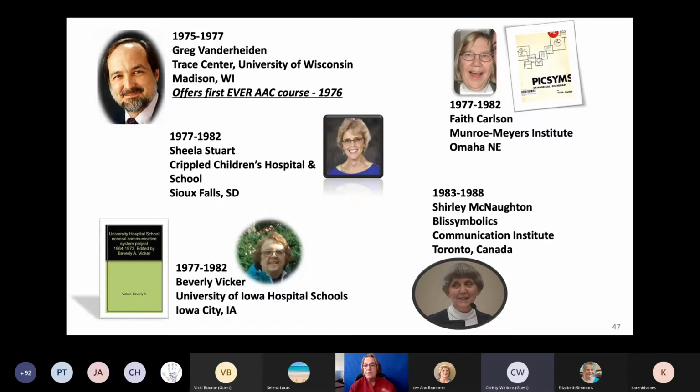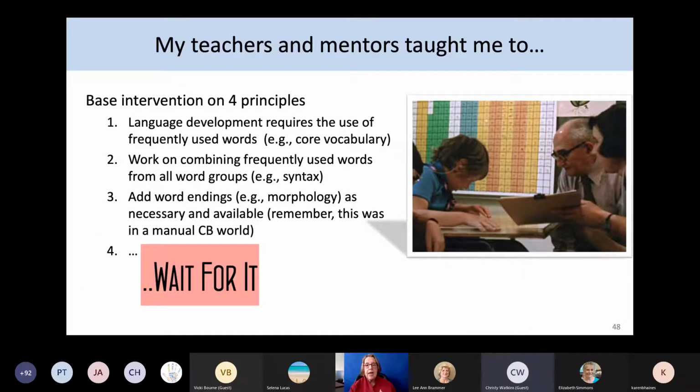And finally, a fifth mentor was Shirley McNaughton up in Toronto. I became familiar with using and started using more and more Bliss symbolics. And it was Shirley that helped me really systematically implement more strategies, which we were calling, again, vocabulary extension strategies. And all of my teachers, all of these early mentors in my field said you should base AAC intervention on 4 principles.